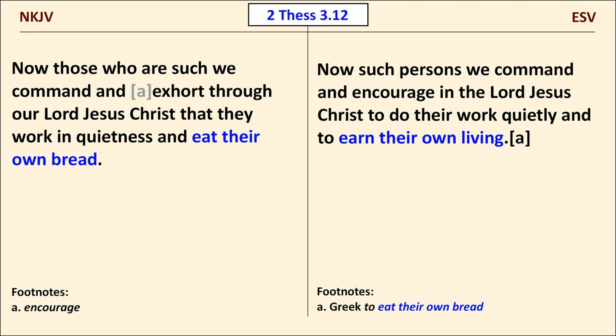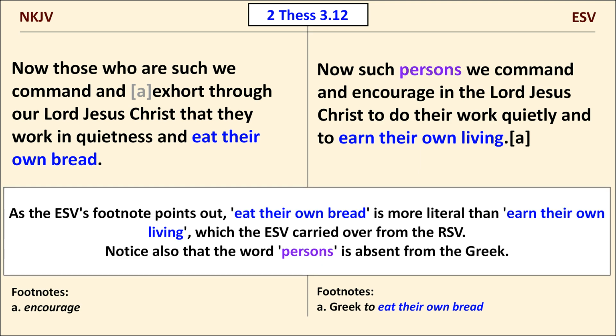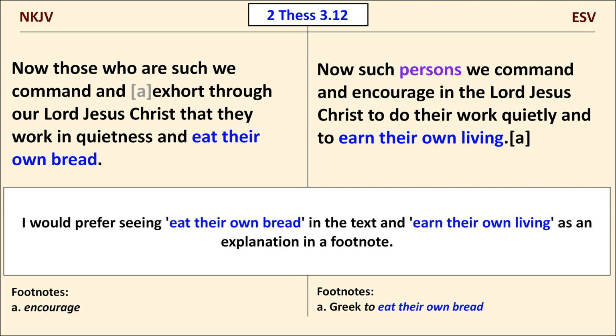The ESV once again inserts an explanation into the text. As the ESV's footnote points out, "eat their own bread" is more literal than "earn their own living," which the ESV carried over from the RSV. Notice also that the word "persons," shown in purple in the first line on the right, is absent from the Greek. I would prefer the ESV had placed "eat their own bread" in the text and "earn their own living" as an explanation in a footnote.